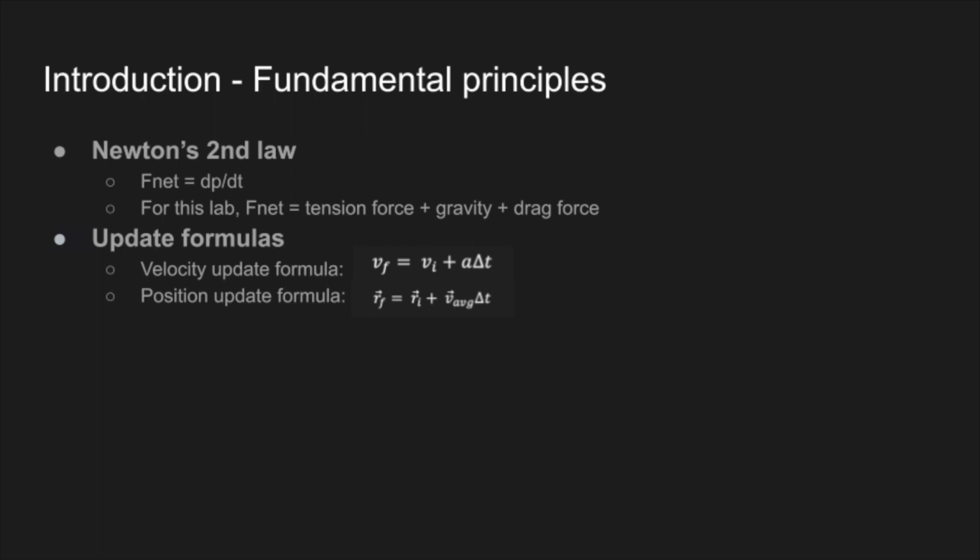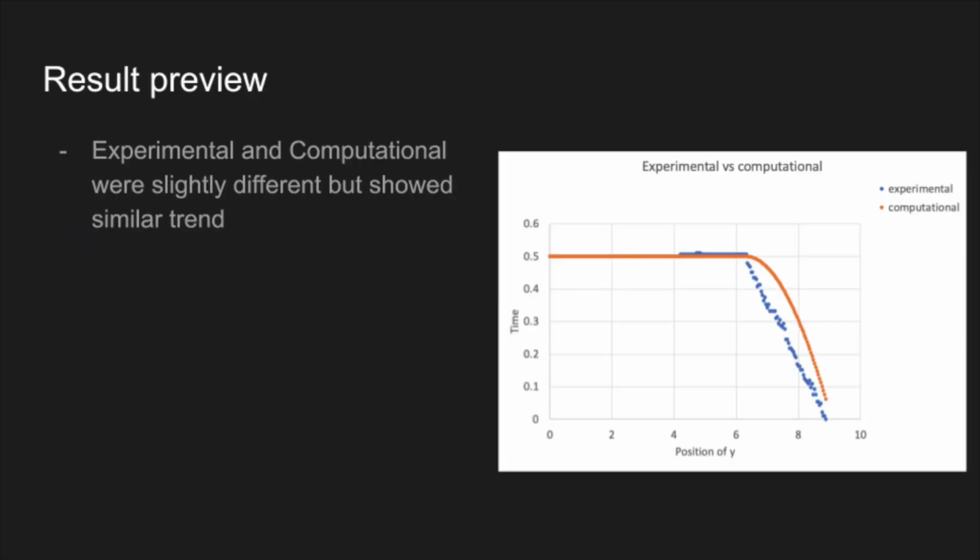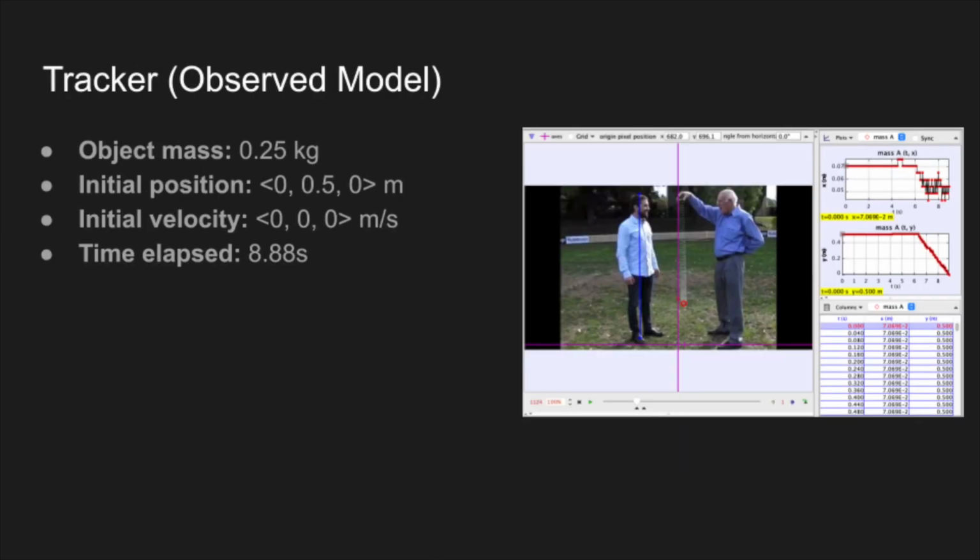However, in this case, the information of the tension force gets delivered once the top end contacts the bottom end. And as always, we need update formulas, like the velocity update formula and position update formula, to find the change of velocity and position. So here is a brief preview of the result. The experimental and computational models were slightly different but showed a similar trend.